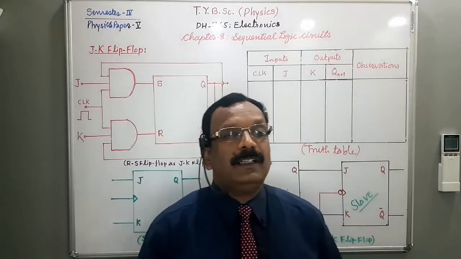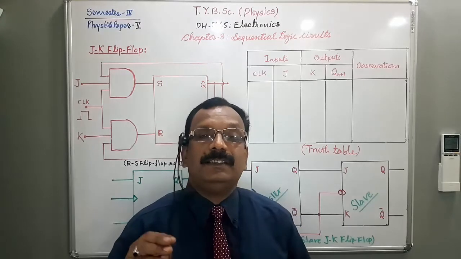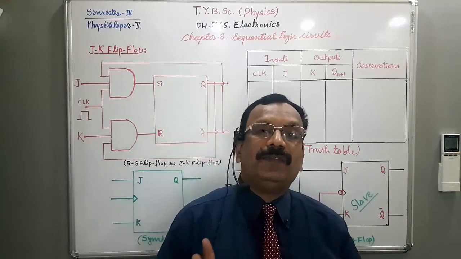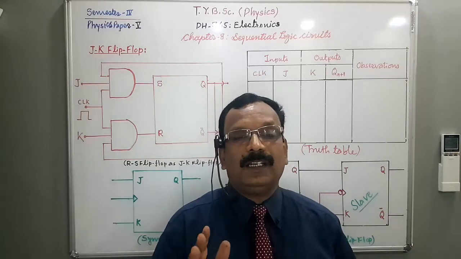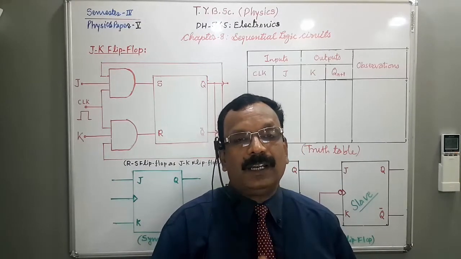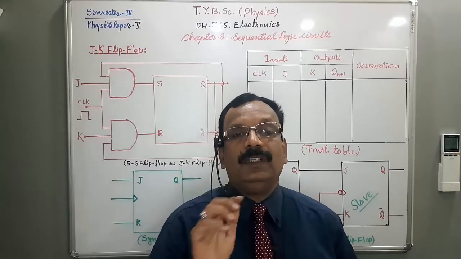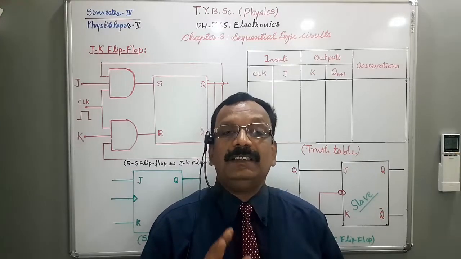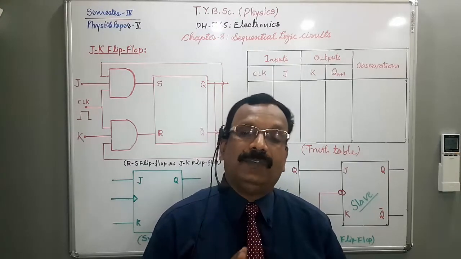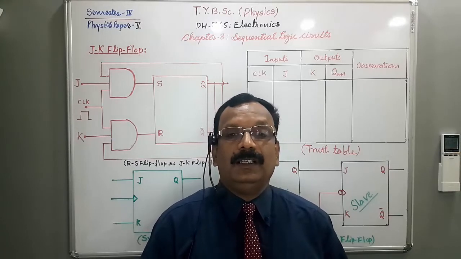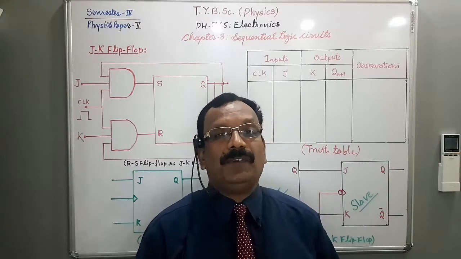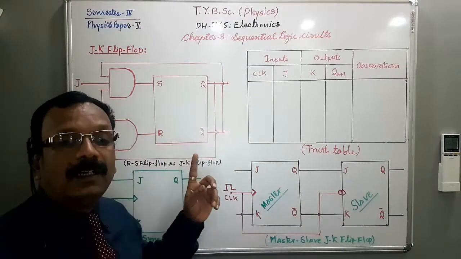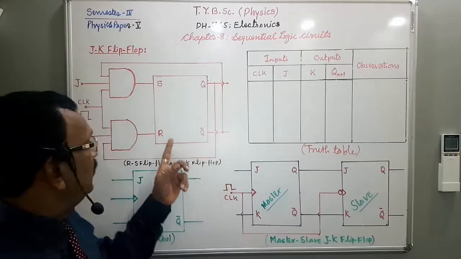The RS flip-flop can be modified as a JK flip-flop. In the RS flip-flop, one state is not defined, either 1 1, that is R equal to 1 and S equal to 1, or R equal to 0 and S equal to 0. These states are not defined. But in the JK flip-flop, all the states are defined. The modification of the RS flip-flop is shown in this figure.